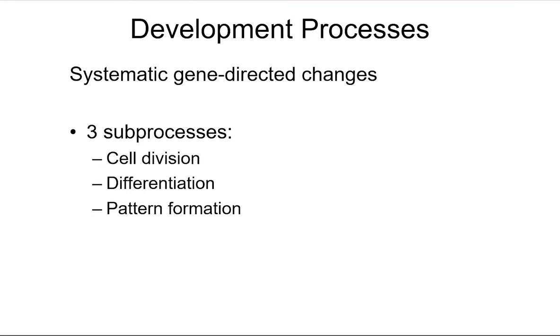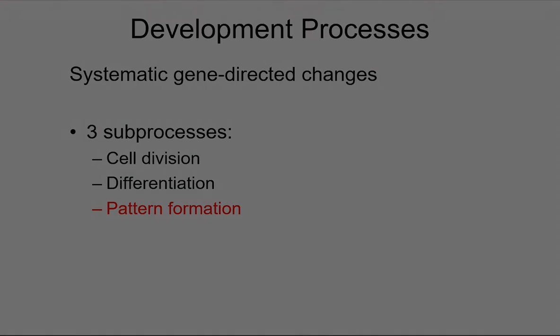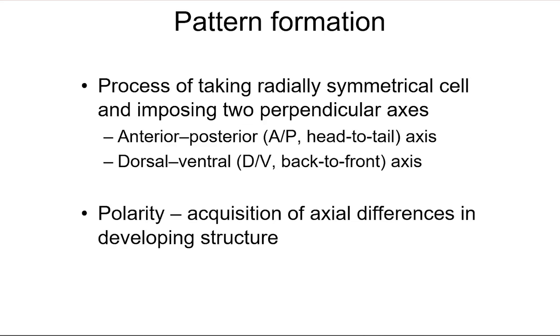And now we're going to move on to pattern formation. Pattern formation is where we see changes in symmetry from a radially symmetrical zygote to one that shows polarity, features such as an anterior-posterior axis or a dorsal and ventral axis.